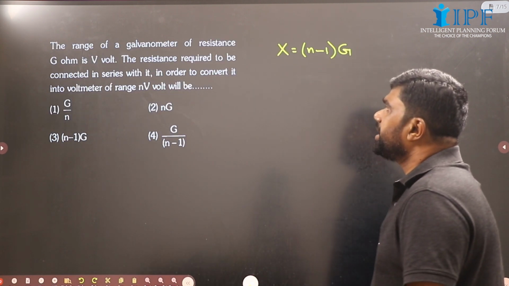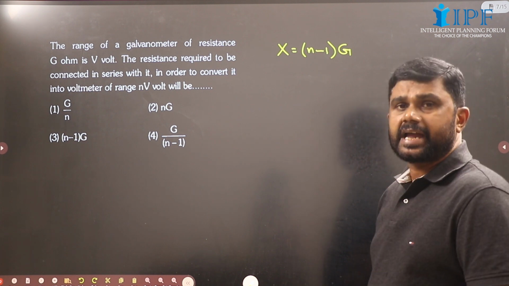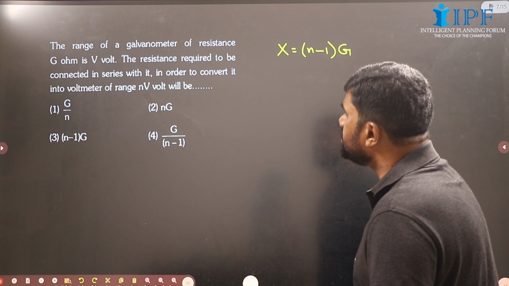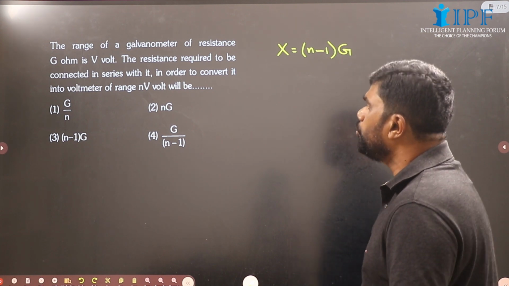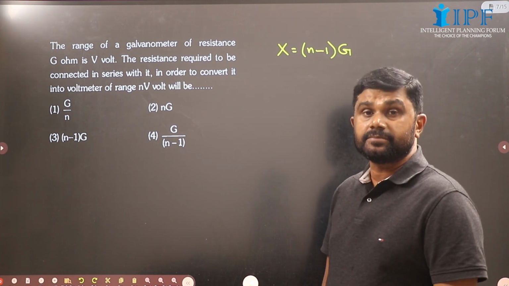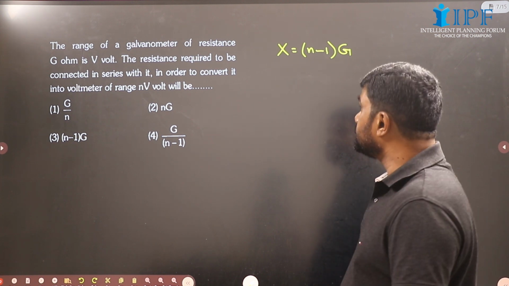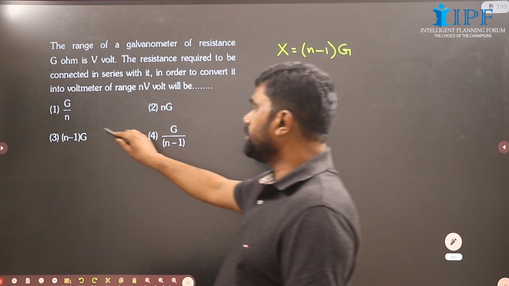The range of a galvanometer of resistance capital G ohm is V volt. The resistance required to be connected in series with it in order to convert it into a voltmeter of range n times V. Okay, that is x equal to n minus 1 into G, this one.